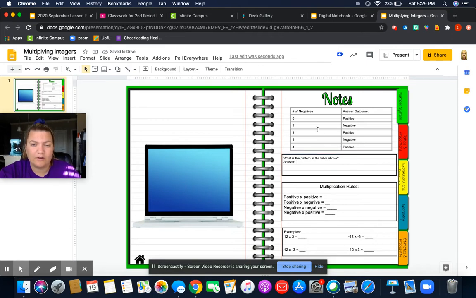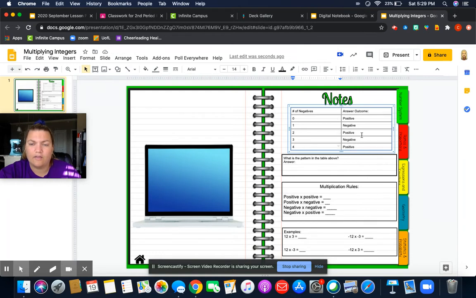Really what you should be noticing is that 0, 2, and 4 are all the positive answer outcomes. So all even numbers of negatives will give you a positive answer outcome. If you have an odd number of negatives, like 1, 3, 5, 7, 9, your answer outcome will always be negative. So we're going to get into some multiplication rules. The thing about math is usually there is a proper order for things. This is one of those nice outcomes in which that happens.